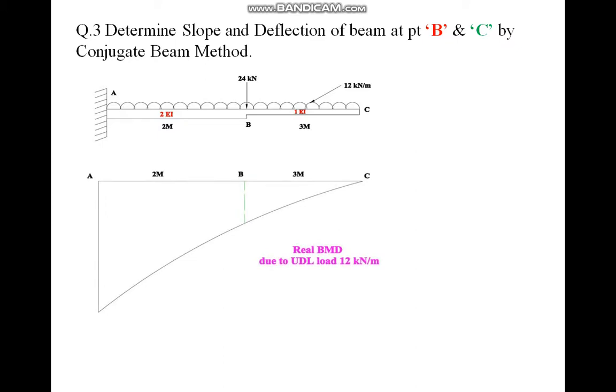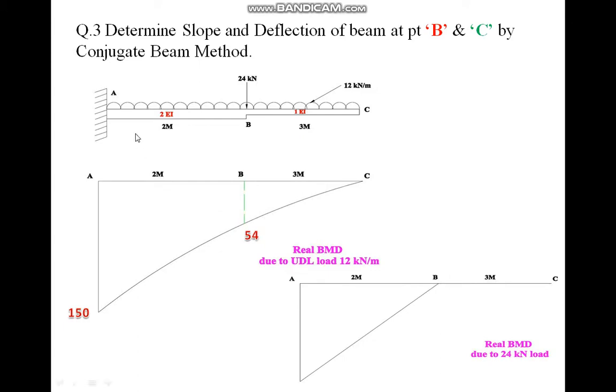First, draw the real bending moment diagram due to the UDL. I draw the separate real beam diagram and conjugate beam diagram. At point B the moment is 12 into 3 into 1.5, which gives 54 kilonewton meters. At point A for only the UDL, 12 into 5 into 2.5 gives 150 kilonewton meters.